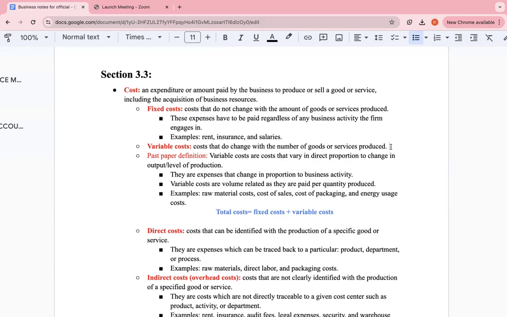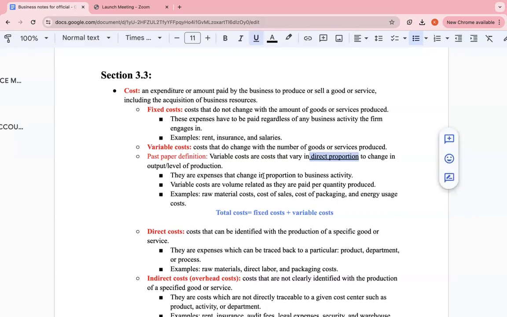Now there is something called economies of scale, but for now we're not going to focus on it. Past paper definition. This is from a past IB paper, so this is a good definition to know. Variable costs are costs that vary in direct proportion to change in output level of production, meaning the more you produce, the more your variable costs. So once production rate increases, variable costs increase. Once the production rate decreases, variable costs decrease, which is why it's in direct proportion.